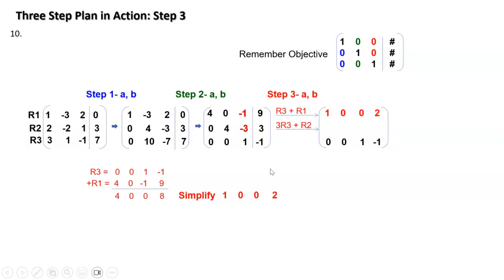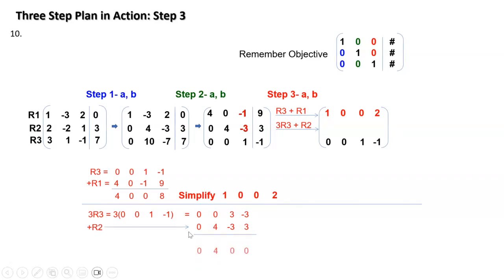Now, for the second step, right, we're going to multiply 3 times row 3, which will give us 0, 0, 3, negative 3. We're going to add it to row 2. This will give us 0, 4, 0, 0. We can divide everything by 4 because the objective is to have 1s all the way across. That gives us 0, 1, 0, 0. And that's my new equation number 2. If you notice, this is my solution. It's going to be 2, 0, 1. X equals 2, y equals 0, and z equals negative 1.